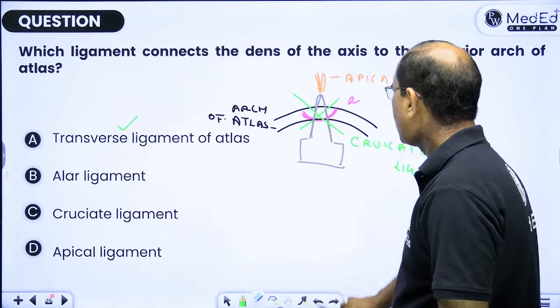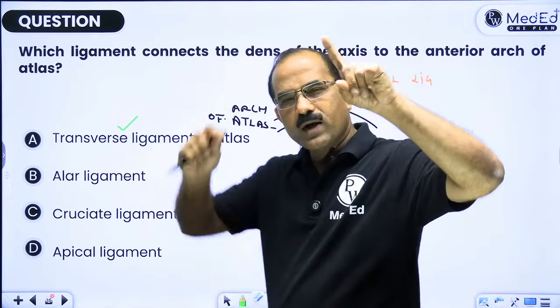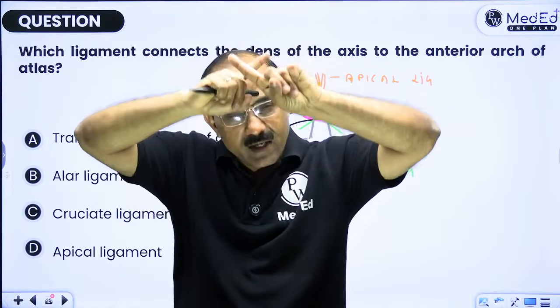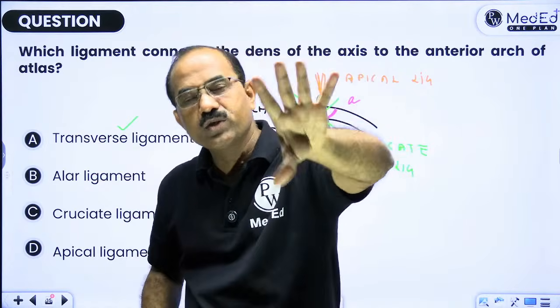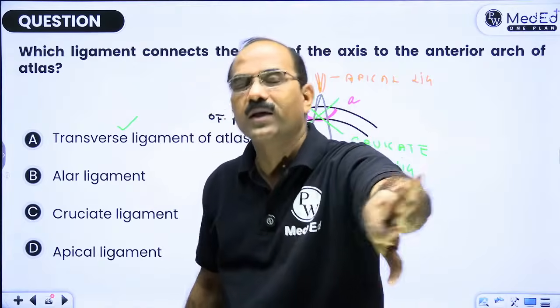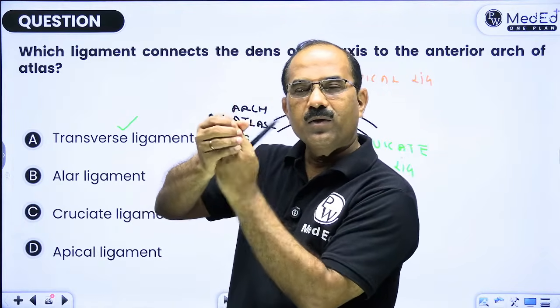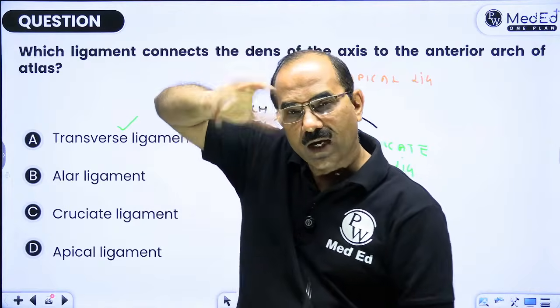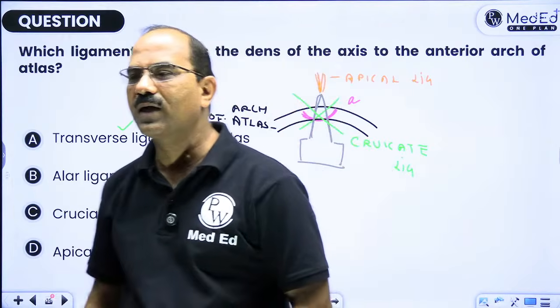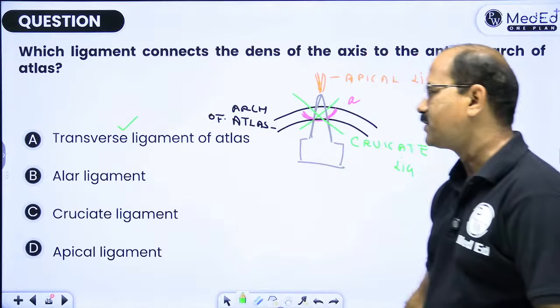Okay, this cruciate ligament is also attached inside the skull. ये skull के अंदर होता है. Apical ligament and cruciate ligament ये skull के अंदर होते हैं. Whereas first and second cervical vertebrae को it's the transverse ligament of dens. ये याद रखना. Answer is transverse ligament of dens.